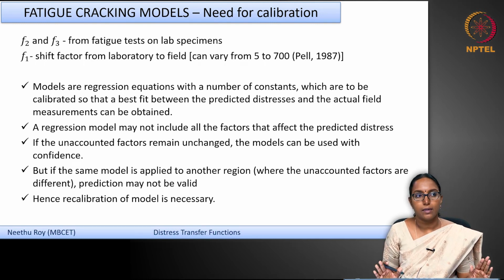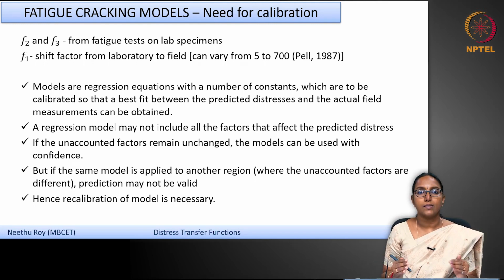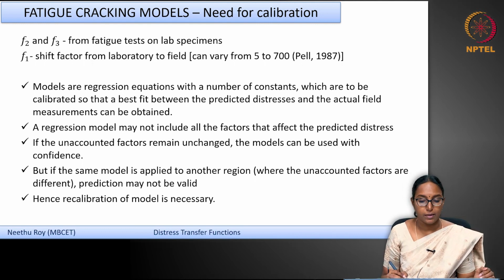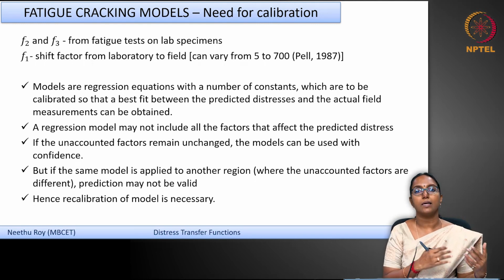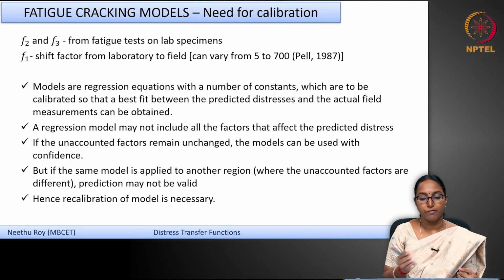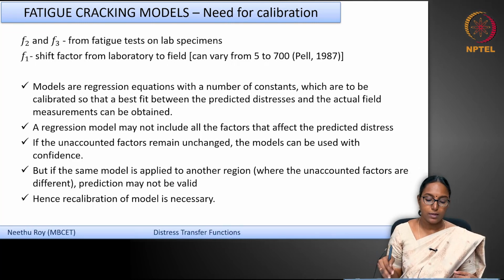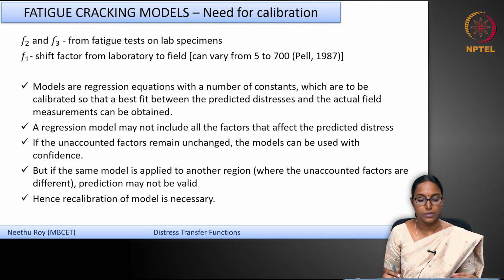Now, the problem is that if you have a regression equation or an empirical equation, all the causative factors that contribute to the formation of the distress may not have been incorporated in that equation, because it's basically an empirical equation. So, if those unaccounted factors are the same in the new scenario where you are going to use this equation, unchanged, then the models can be used with confidence. But if these unaccounted factors are different for the new conditions where you are going to use this, then it is always necessary that a recalibration of this model is done.